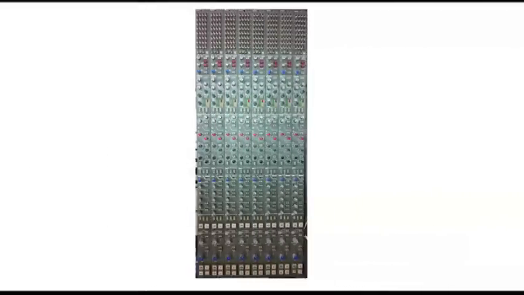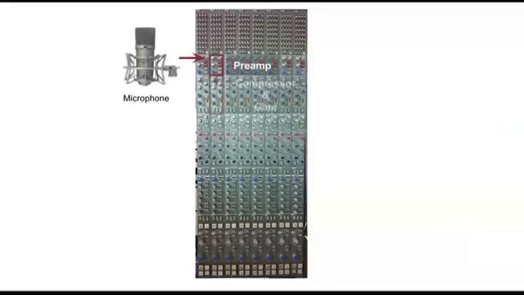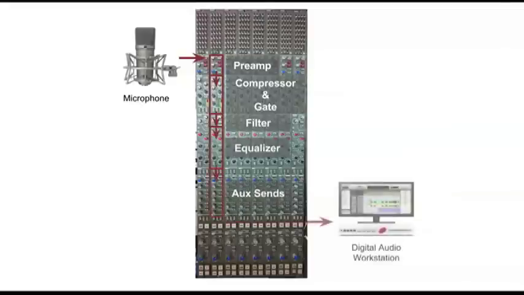For example, every channel on this SSL console includes a preamp, a compressor and gate, filters, an EQ, aux-ins, and various outputs for feeding the recorder. You can even modify or rearrange the signal flow of each channel if you know the right buttons to press.